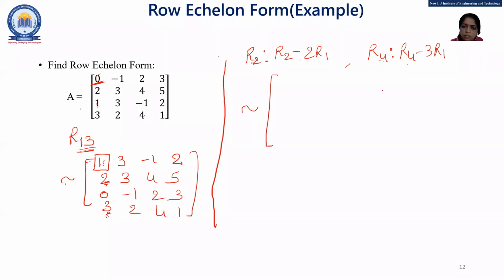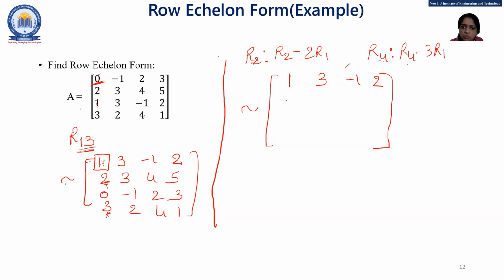Okay, so I'm starting the writing. First row, keep it the same: 1, 3, minus 1, 2. Now for R2, as per this operation, R2 is this 2 minus 2R1. So I have to multiply this R1 by 2.